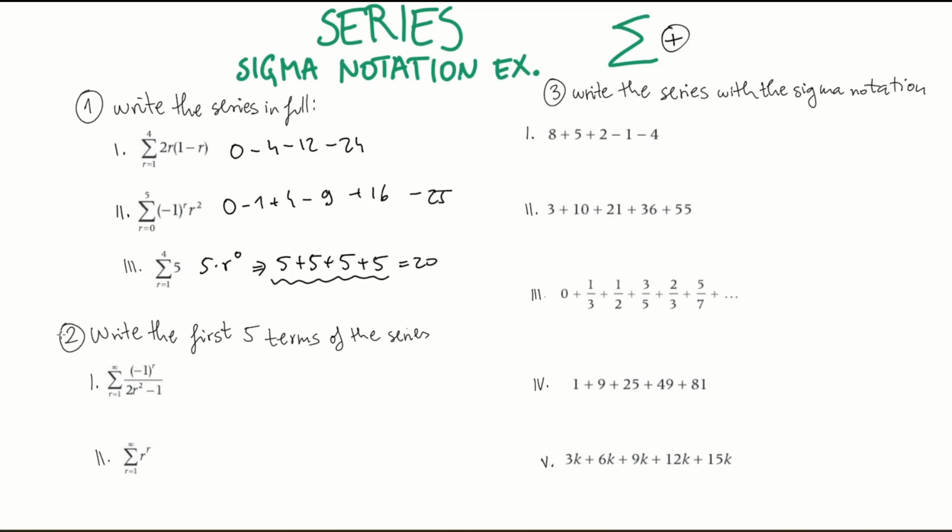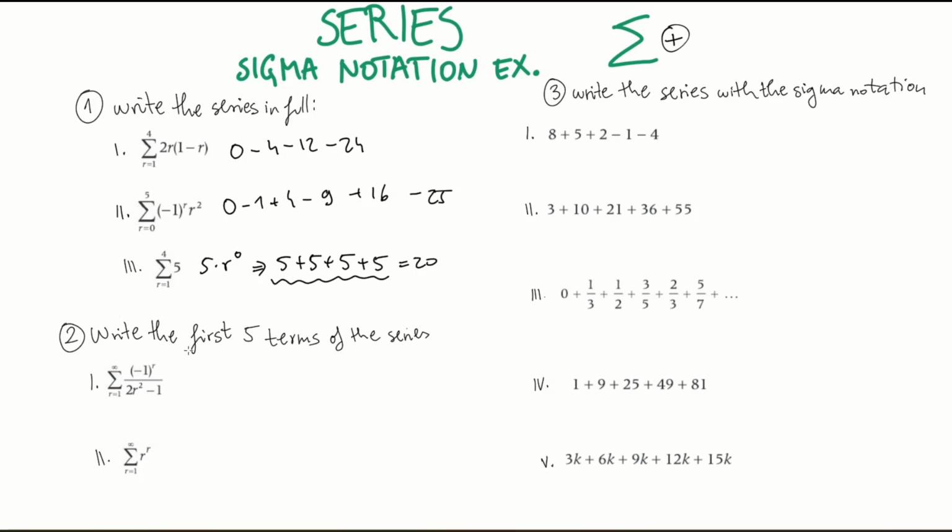So it's something similar here. We are writing the first 5 terms of the series, so these are called infinite series because we see that we sum all the terms from 1 to infinity. So our job is just to write the first 5 of them, which is basically the same as writing r running from 1 to 5.